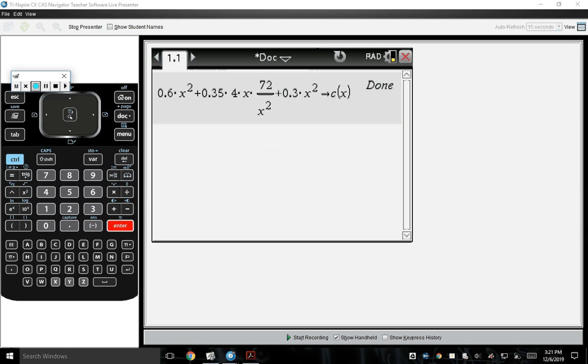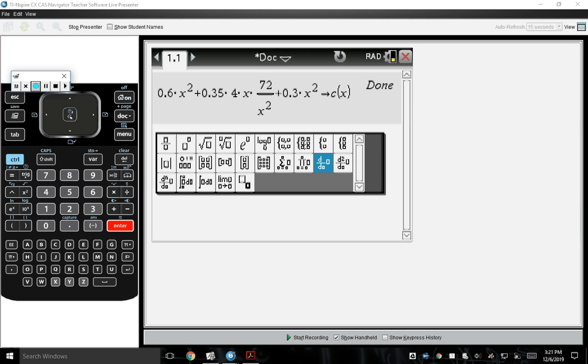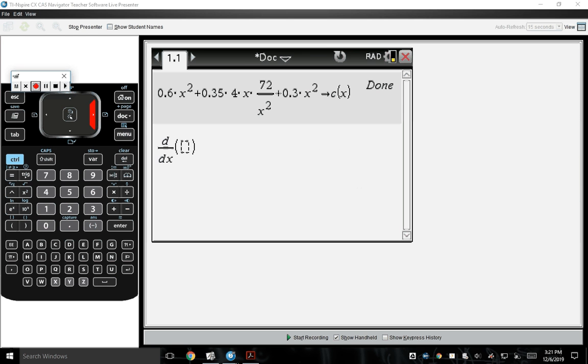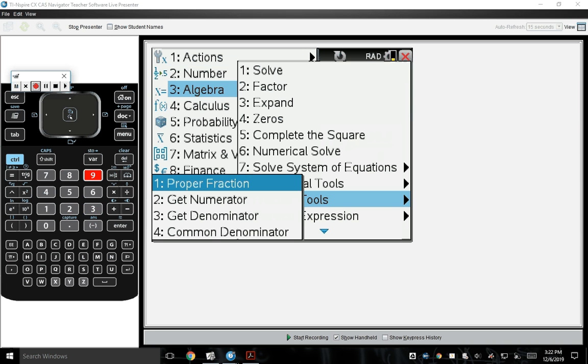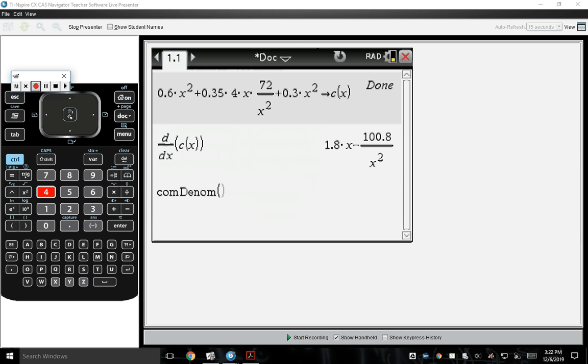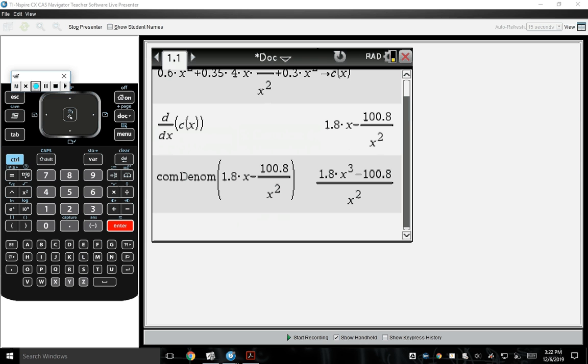Okay, here we go. Again, that one student, Hayden, helped me out today. This will help you find critical points for the denominator quickly with the calculator. So I could do the derivative with respect to x of my stored cost function, and I can combine this together by pressing menu 3, 9 for fraction tools, 4 for common denominator, and I can just go up there and press enter to grab it, and quickly it will simplify to one fraction.